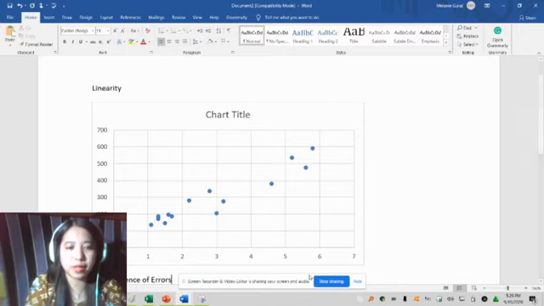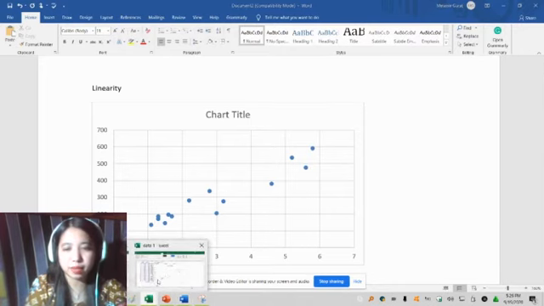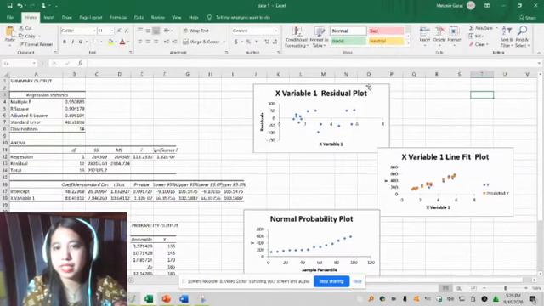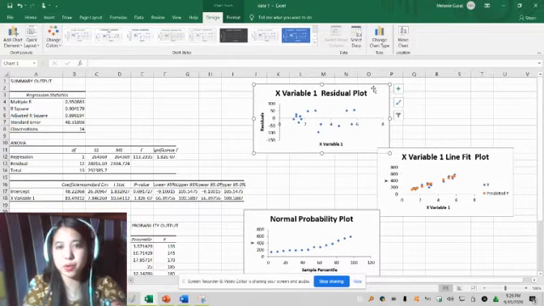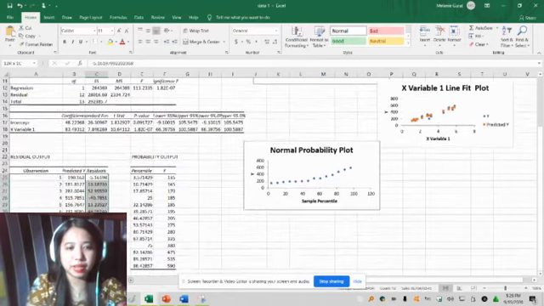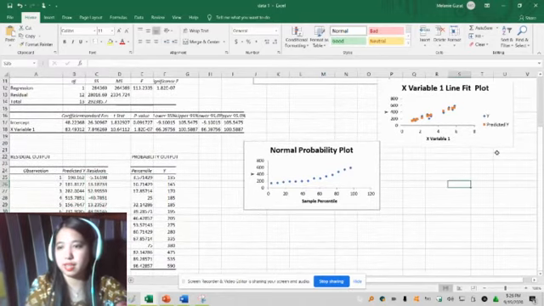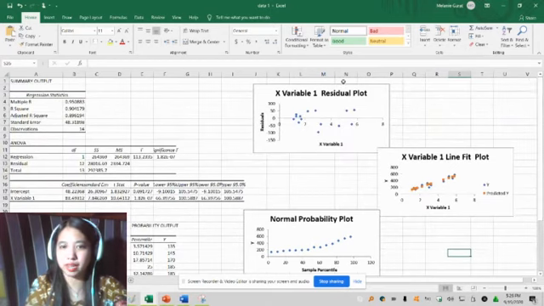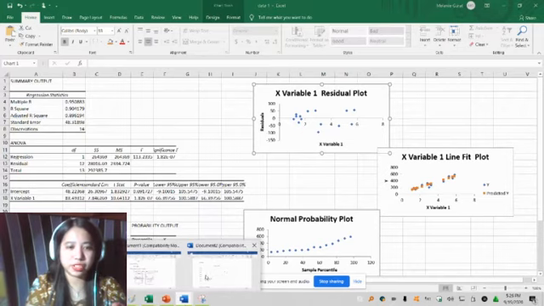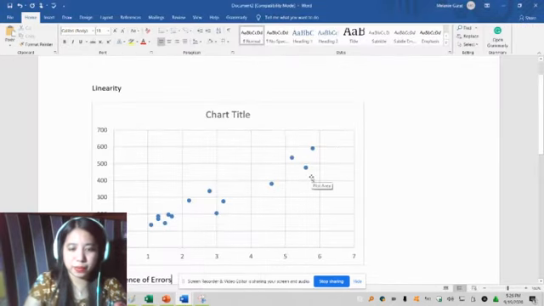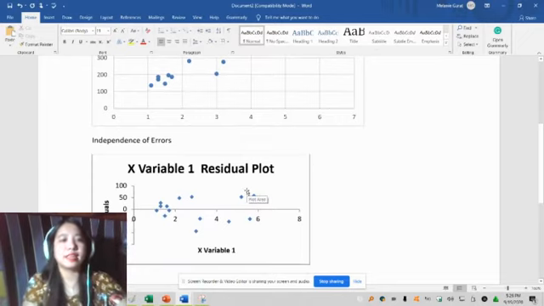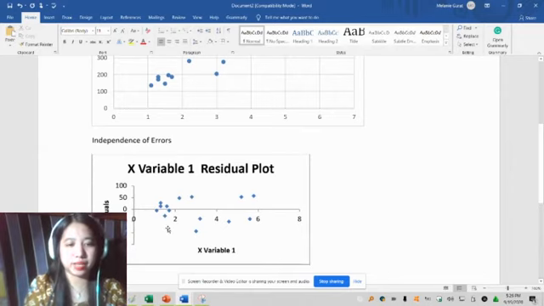To check for independence of errors, let's go back here. We will use the residual. Since there are no patterns in the residual, or you can actually come up with the residual using this, but anyway, it's already generated, so we're going to use the generated graph or chart. So errors, paste. There's no pattern. It means that there is independence of errors.